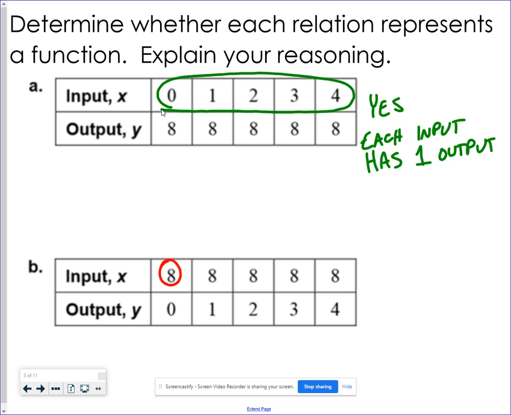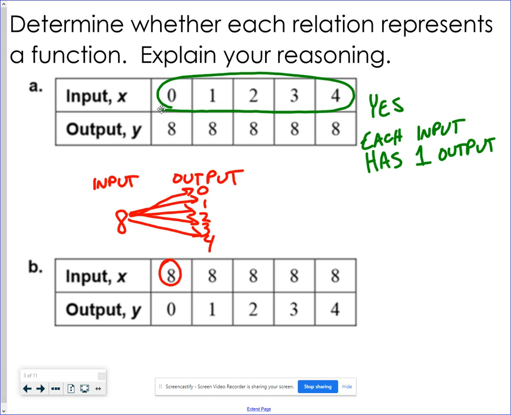If I did this as a mapping diagram, I wouldn't have to write 8 all of those times. I would just have 8 for my input, and I would have 0, 1, 2, 3, 4, and I would have an arrow going to the 0 and an arrow going to the 1 and to the 2 and to the 3 and to the 4. And I didn't even do anything this much yesterday. I just had like 2 lines going away from it sometimes. This is clearly not a function because an input has more than one output.